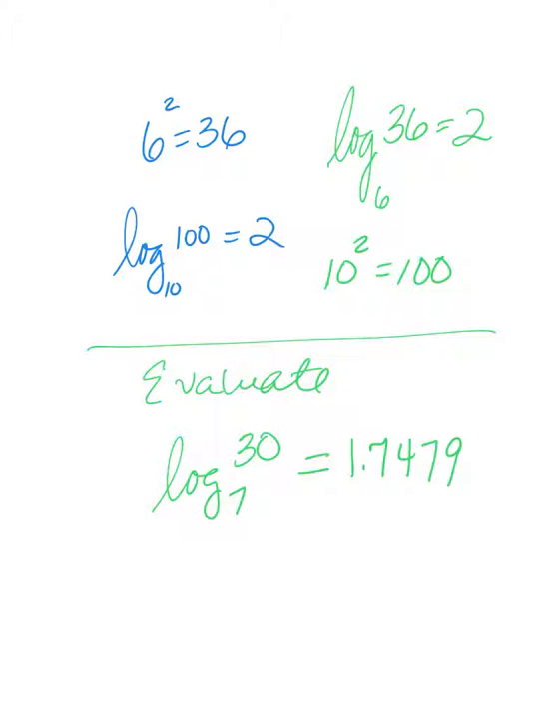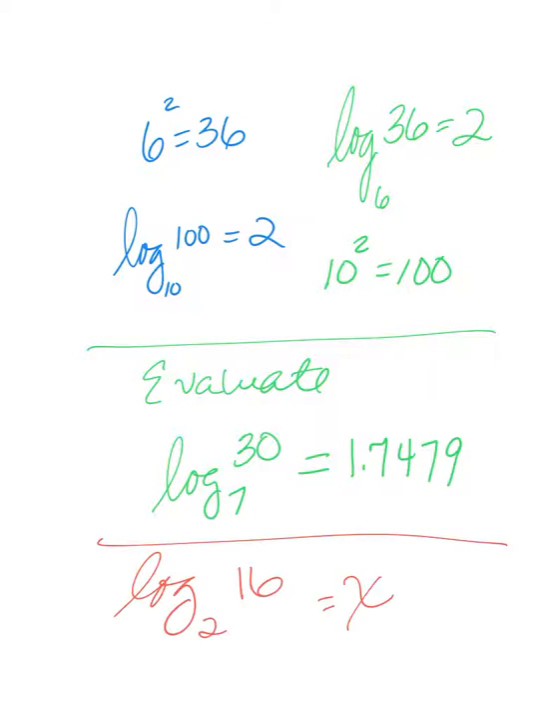This one is an ugly one. You have to use your calculator because you can't break down 30 to base 7. But if you can break them down, I want you to break them down. So since we can change the 2 and the 16 to base 2, we can convert this to exponential: 2 to the x equals 16. Well, 16 breaks down to 2 to the 4. 2 to the x equals 2 to the 4, and x equals 4. That makes sense?